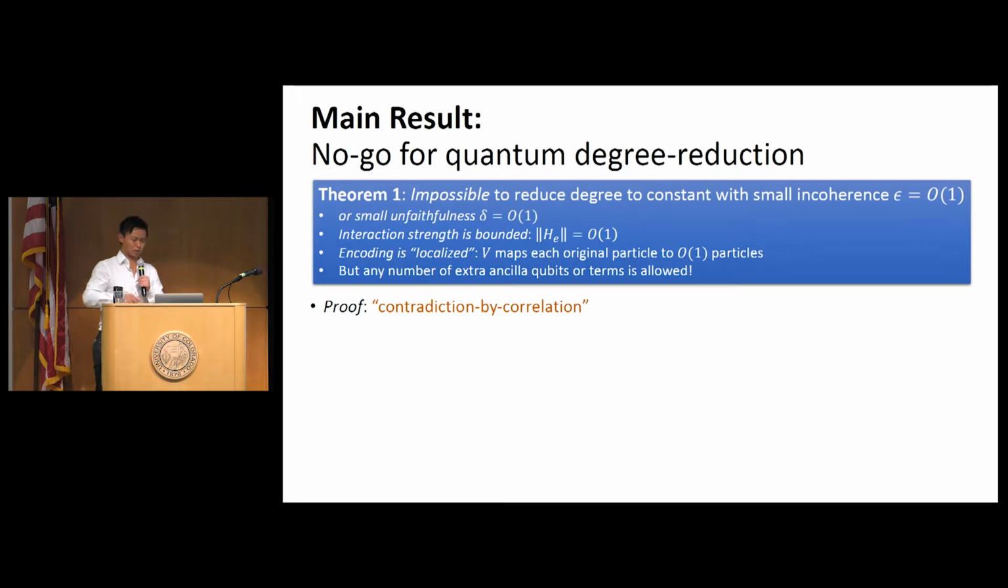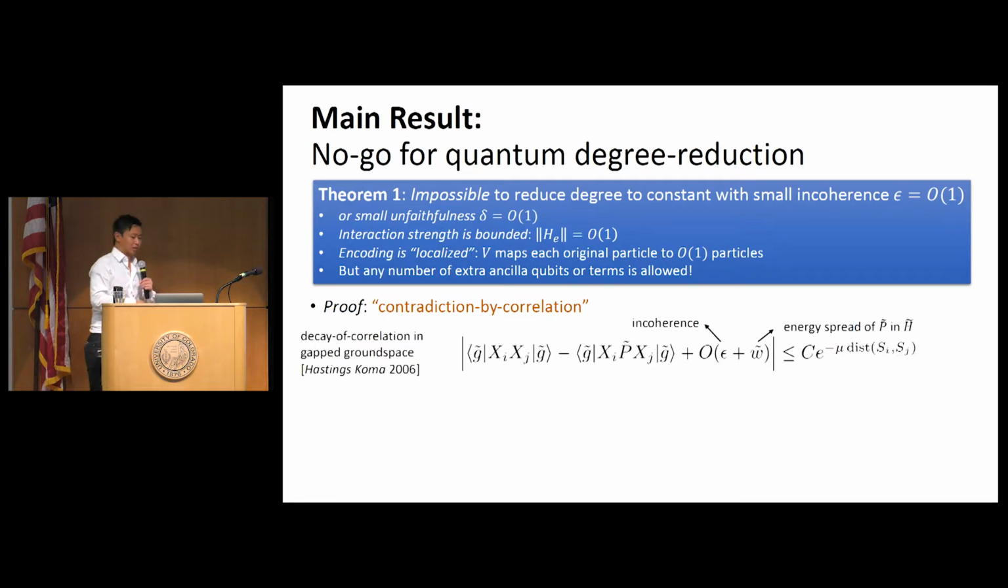So now let's go back to our main result, where we showed the previous statement is true even if we allow epsilon to be a constant. And here, instead of relying on contradiction by energy, we use something called contradiction by correlation. And this relies on a result in 2006 by Hastings and Koma, who showed that if you have a Hamiltonian with a gap between the ground space and the rest of the spectrum, you can show that the observables in the ground state must have decaying correlation.